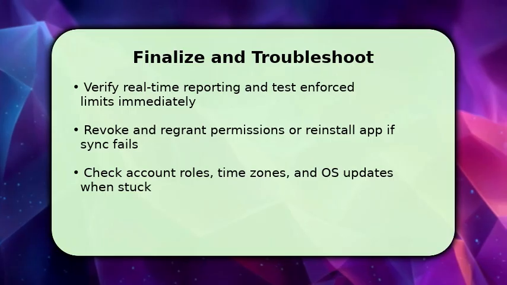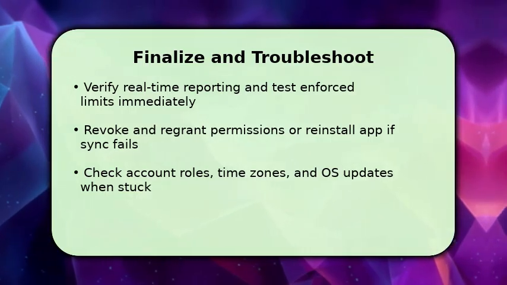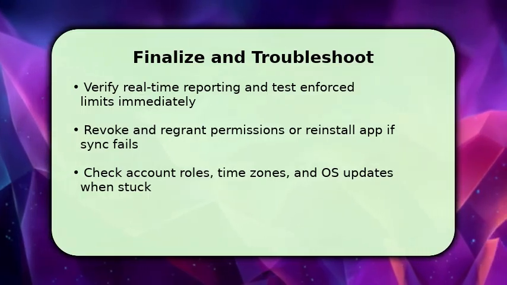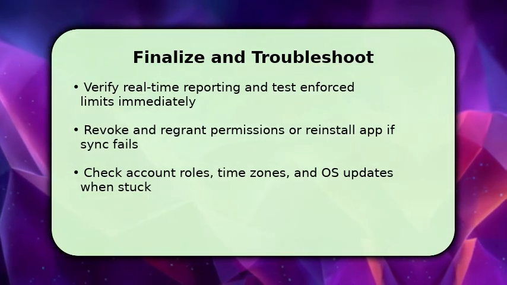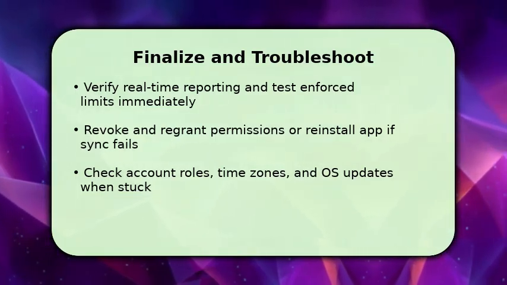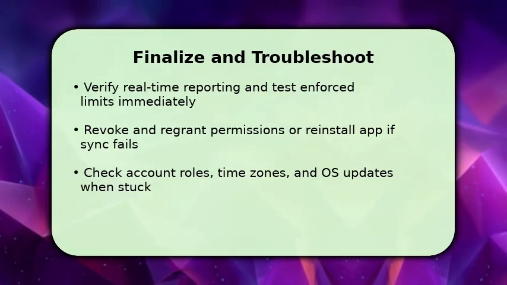Lock the device or block an app to confirm behavior. If controls don't apply, make sure permissions were granted, then revoke and regrant them or reinstall the Family Safety app to refresh tokens. Also check account roles, correct time zone settings, and that both devices run current OS versions.